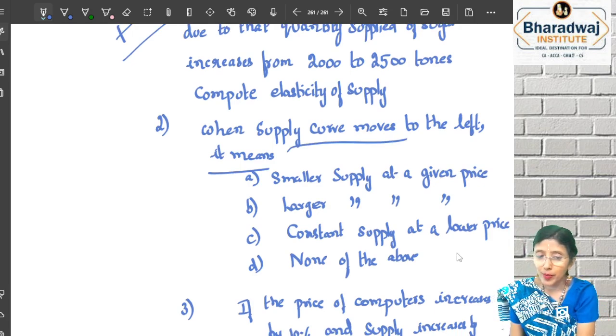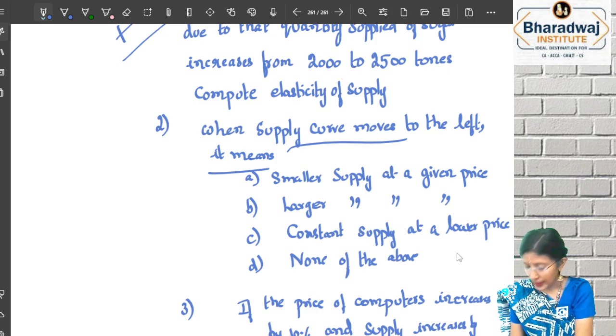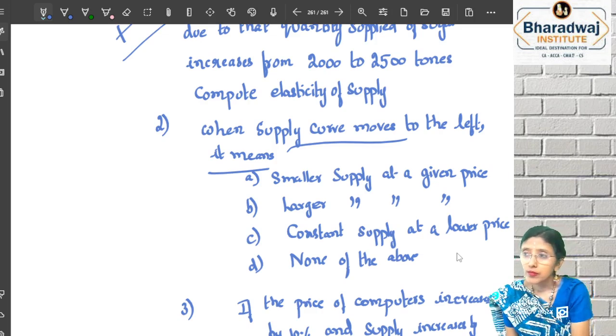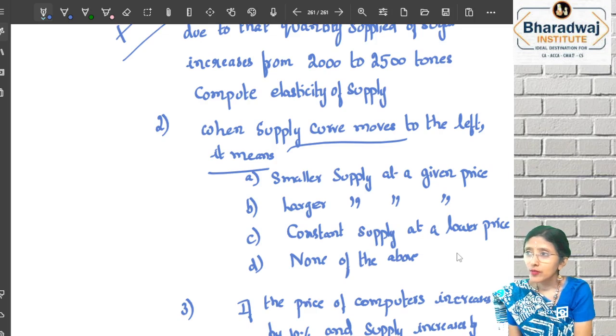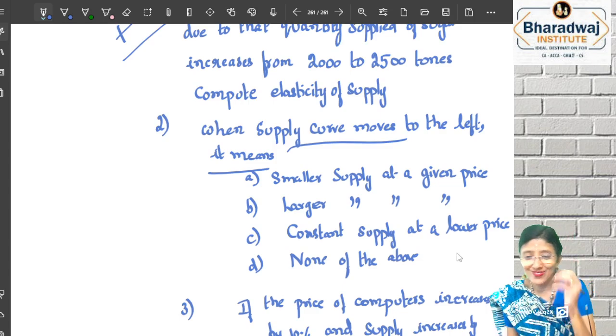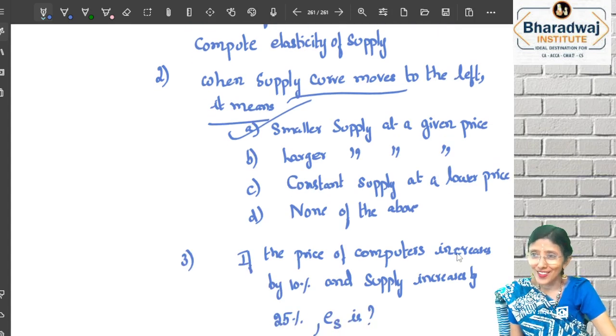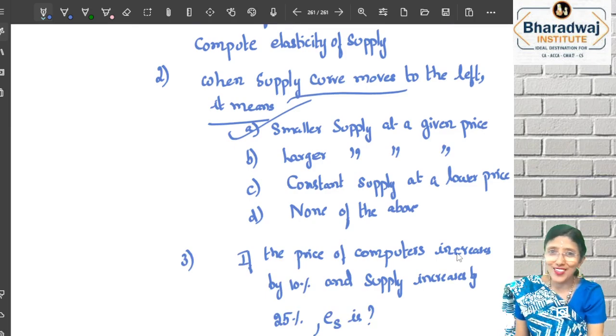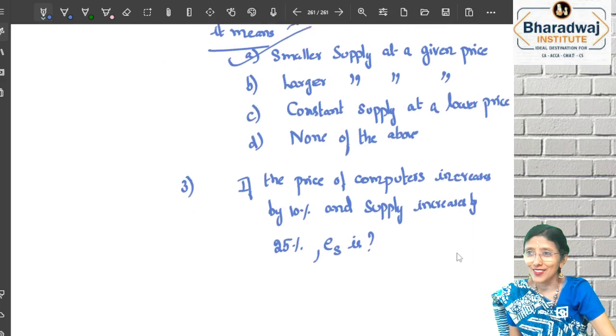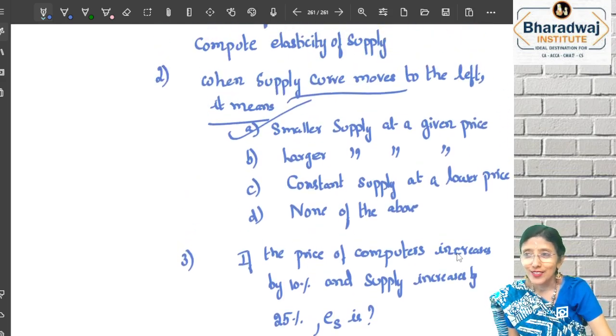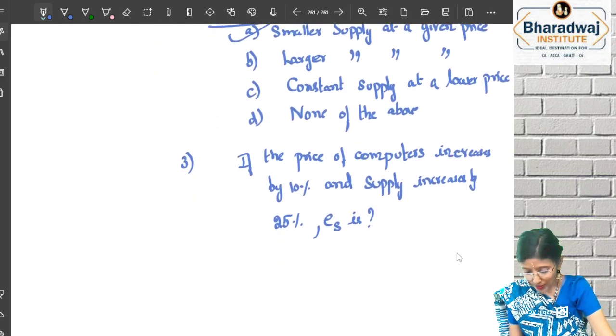When supply curves move to the left, it means... Be loud. That's all, no? From day one till the last day. After one single letter, you won't go for the second letter. Preservation of energy, conserving energy. Third one, what is the answer you got?